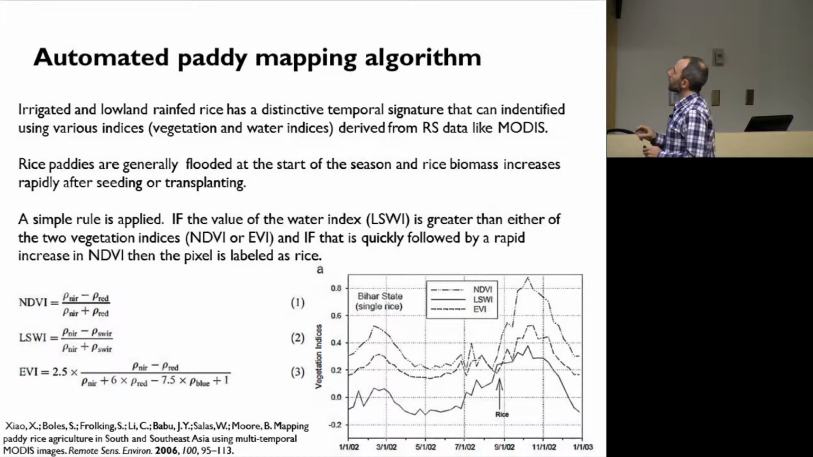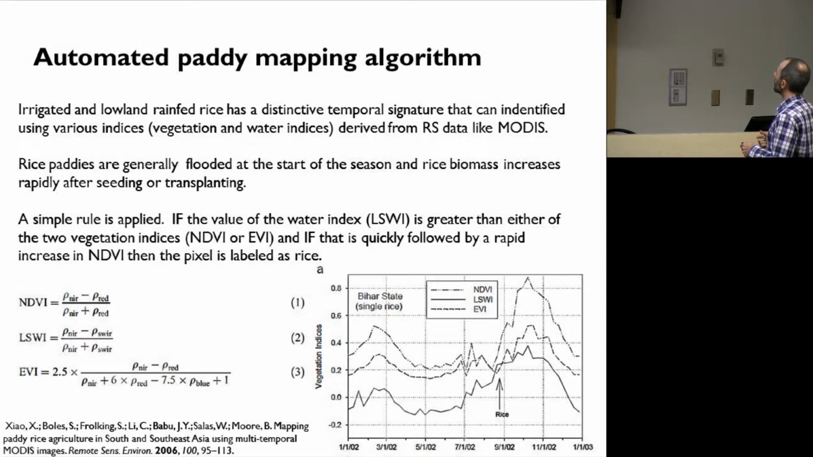Briefly, how the algorithm works. The principle is that irrigated and lowland rice has a very strong water presence in the field at the beginning of the season. So it's a very distinctive signature that you can try to track using vegetation and water indices over time. And you have this flooding, followed by very rapid growth in the biomass. So we can use certain vegetation indices, and temporally we can see for a particular pixel, here's the NDVI, the vegetation signature that we see. And down here is a water index.